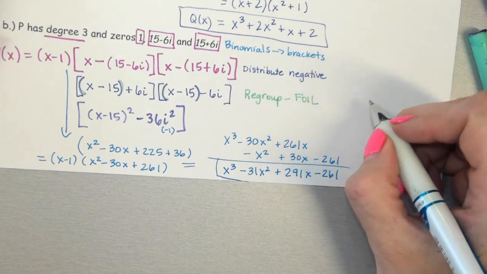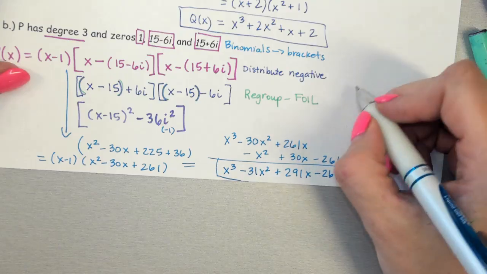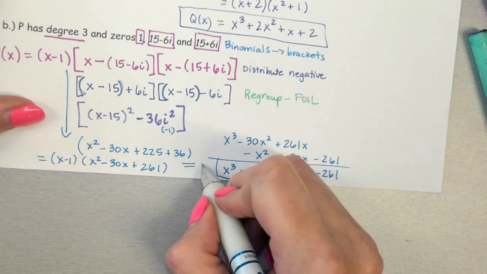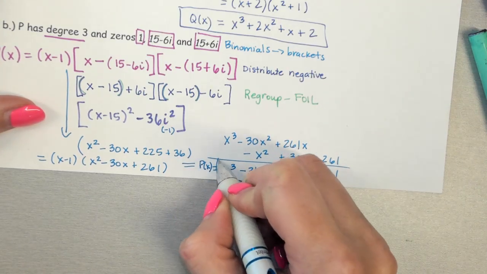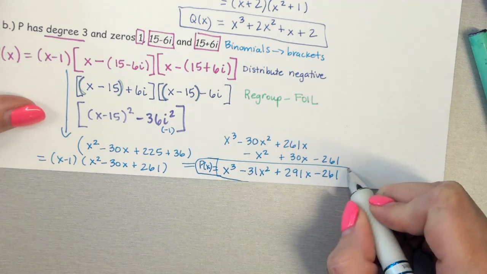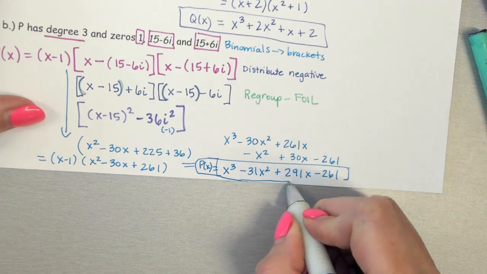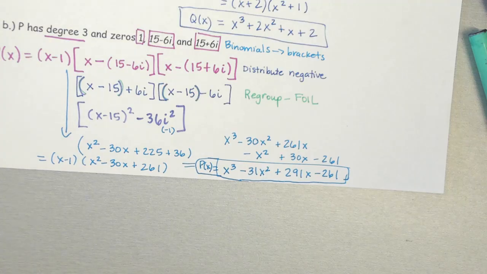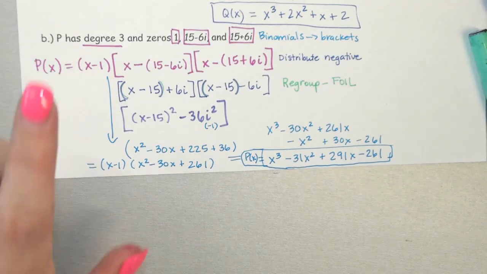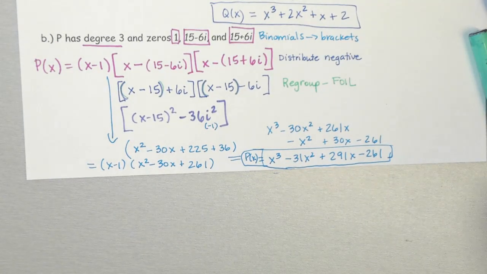Okay, so your final answer is going to be p of x equals x cubed minus 31x squared plus 291x minus 261. And this one's p of x just because they tell you that it's called p. Okay, and then once you've done that, go ahead and let's start part C, which is a degree of 4.